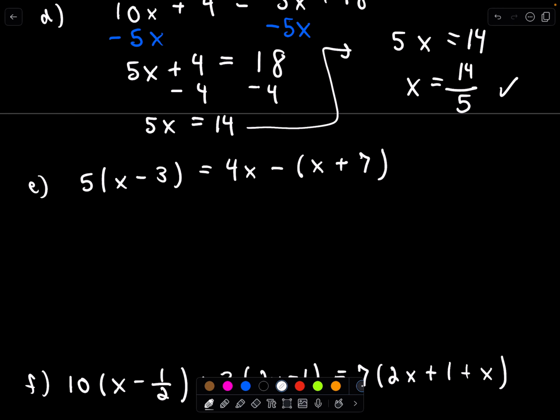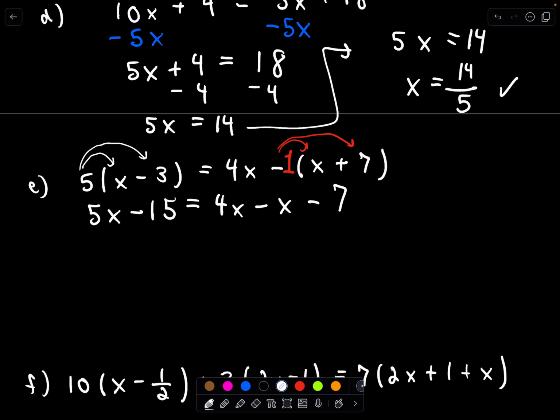So the only thing that's happening here is we have parentheses. So we've got to distribute. So 5 times x, 5 times negative 3. So I would have 5 times x, or 5x. 5 times negative 3 is negative 15. And on the right, I still have my 4x hanging out. Now, you could imagine that this is a negative 1 hanging out in front of the parentheses. So I'm going to distribute that. We need to change the sign on the terms inside the parentheses when we remove the parentheses. So that would give me negative x, and it looks like a minus 7.